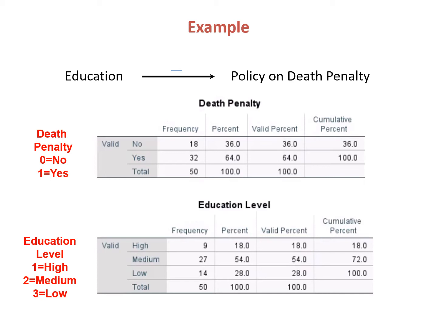Down below here, we have the frequency tables for the two variables. So we have 32 states that have the death penalty. Notice with education how it is coded. The value of 1 is assigned to high, 2 to medium, and 3 to low. This is ordinal data, so keep in mind that we can arrange the data in any order we want. So I could go 1 equals low, 2 equals medium, 3 equals high, but how this is arranged is going to be an issue for how the computer looks at this.